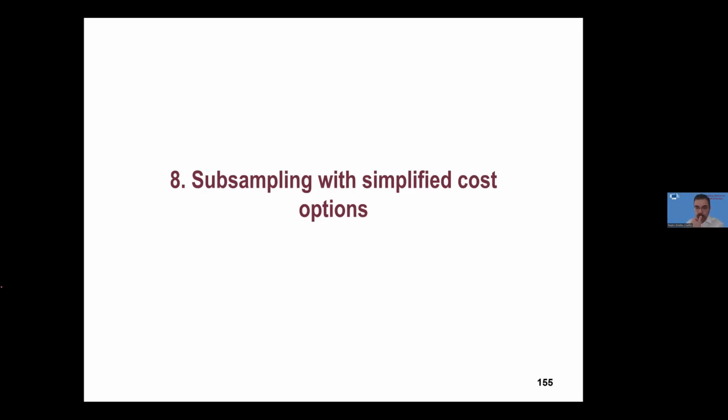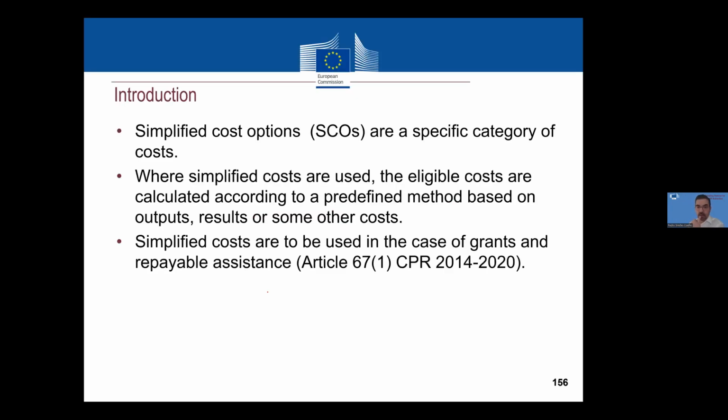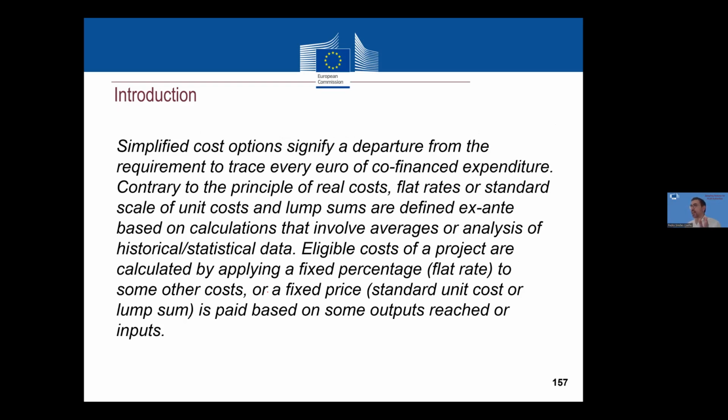First of all, you all know that simplified cost options are a specific category of costs. In this case, the eligible costs are calculated based on the predefined methodology, typically based on outputs, results, or even other standard costs. They can be used in the case of grants and repayable assistance. I have copy-pasted here a long sentence. To be honest, I don't even remember from which document, that clearly states that the simplified cost option is something that represents a departure from the requirement of tracing every euro of co-financed expenditure.